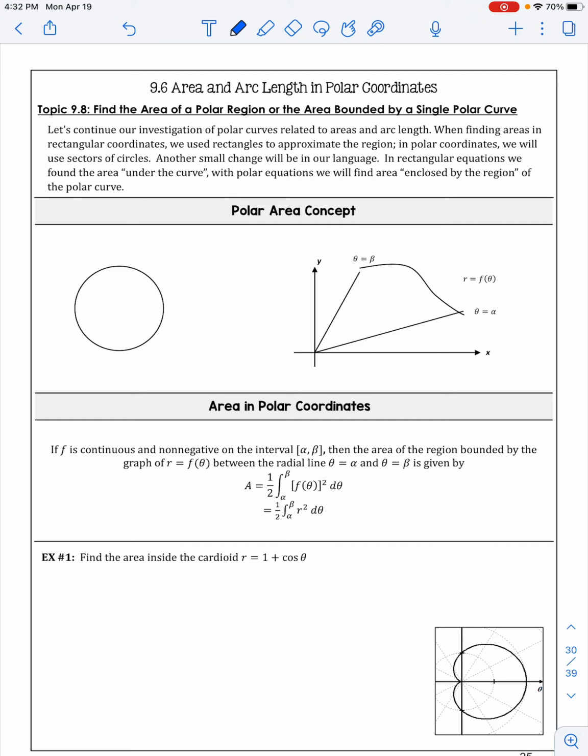So another small change will be in our language. In rectangular equations, we found the area under the curve. With polar equations, we will find the area enclosed by the region of the polar curve.